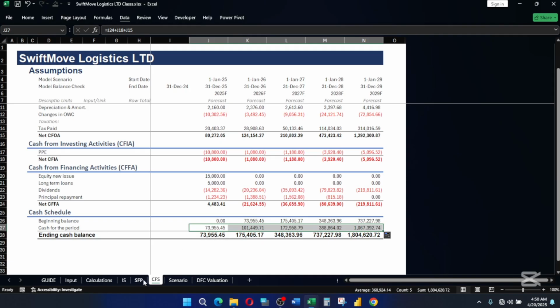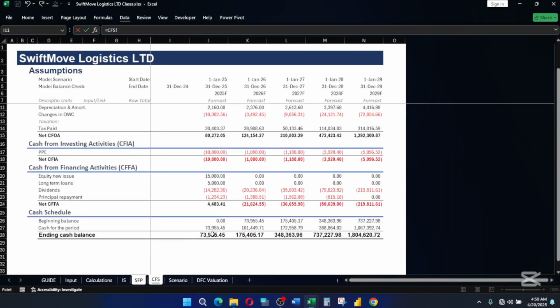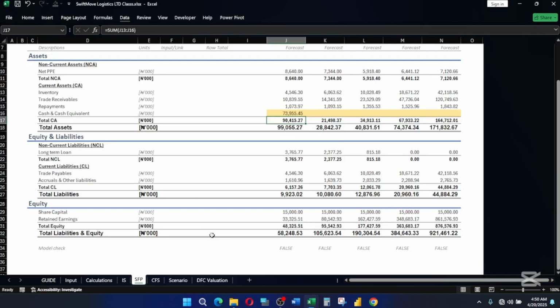So when you come to your income statement, your balance sheet here, you say equal to your cash flow, then the ending balance, you enter. So it's still giving you false. That means something is wrong. What are you going to do? You're going to say equals to this. What is the difference? You say this minus this.